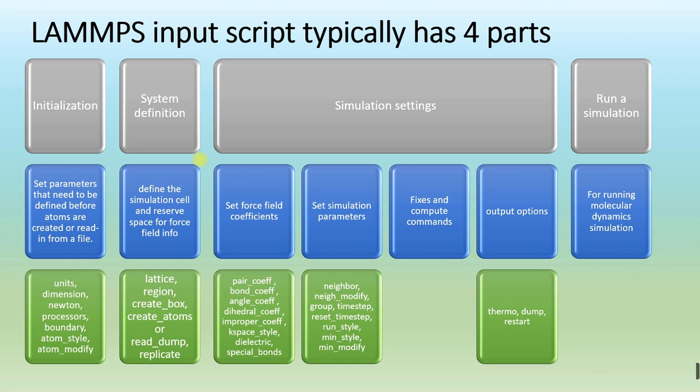In the initialization part, we can specify the units which LAMMPS will use during dynamics. Anyway, the third part is reserved specially for simulation setting. Here we define our force field parameters. Even simulation parameters can be defined here, but not limited to, because ordering of commands is often not important. Often, not always, but it is often not important. And in the fourth section, which is the run section, we run the dynamics.